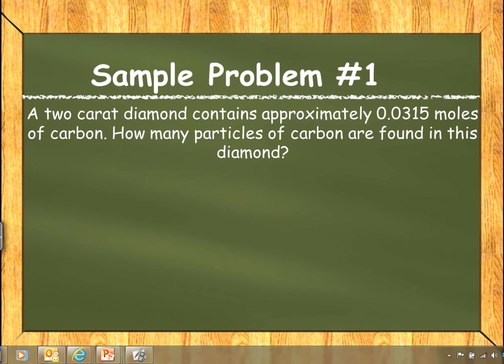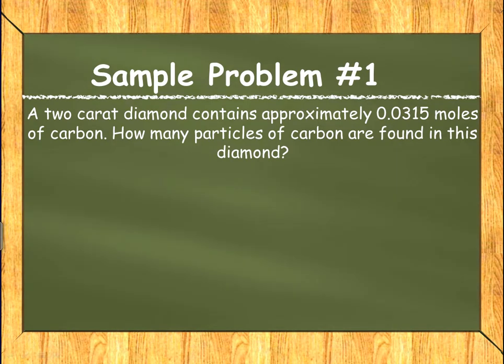Alright, so the question reads, a 2-carat diamond contains approximately 0.0315 moles of carbon. They tell you what it is, right? Moles of carbon. And then it's asking how many particles of carbon are found in this diamond.